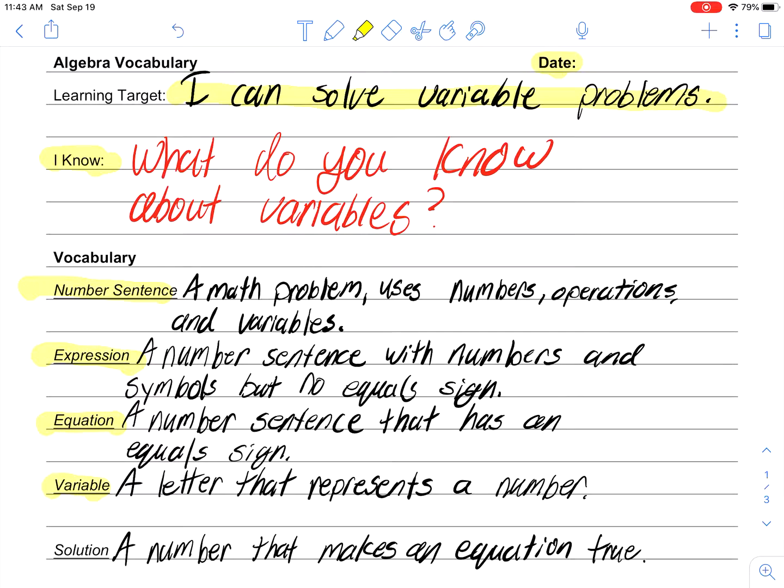Then we come to variable. A variable is a letter that represents a number. So when you see a math problem that has x's or y's or any other letter in it, that would be a variable. And we can use any variable we want, any letter we want to be a variable. And then our last vocab word is solution. A solution is a number that makes an equation true. Okay? So, write these down, and then when you're finished, pause the video to finish writing all of this stuff down, and then when you're done writing it down, you can restart the video again.